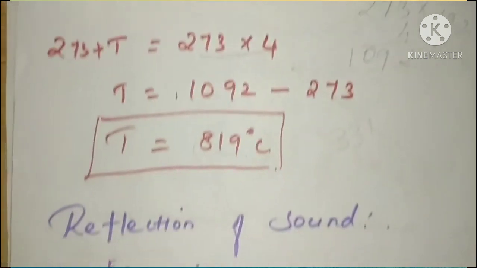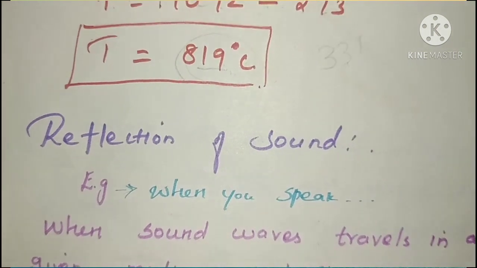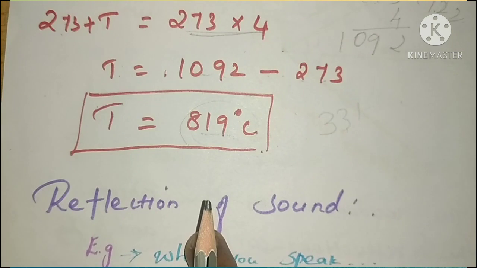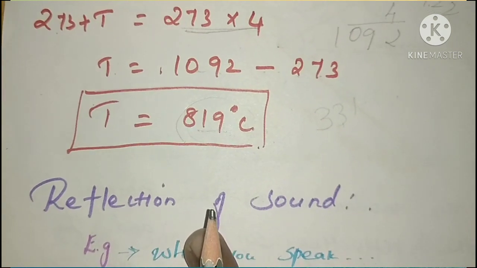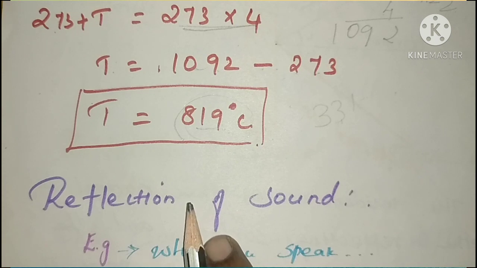Okay. Next we are going to learn reflection of sound. You all know that. What do you mean by reflection? Tell me. Already we studied in the light lesson. Reflection means what? Yes, when light waves are incident on a surface, they are reflected back in the same medium. That is called reflection.